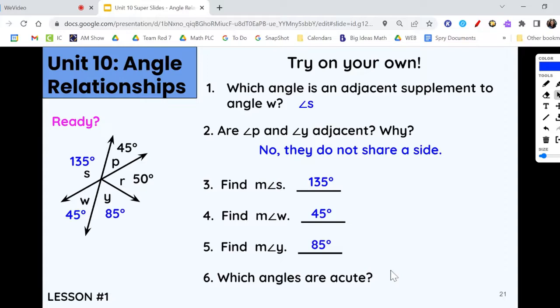Which angles are acute? Acute means less than 90. So I see angle P is acute, angle R is acute, less than 90. Angle Y is acute, that's less than 90. Angle W is acute, that's less than 90. So almost every single angle is acute except angle S. Angle S is obtuse because it's between 90 and 180 degrees.